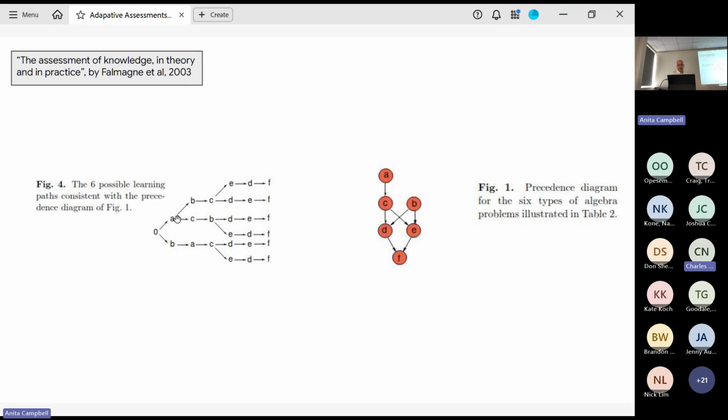And if you follow these paths, you would form the subsets of these. This would give you the subsequent feasible sets. So knowing nothing is a feasible set, knowing A or B is a feasible set, knowing A and C is a feasible set, knowing A and B is a feasible set. And these are the different possibilities you can get there.